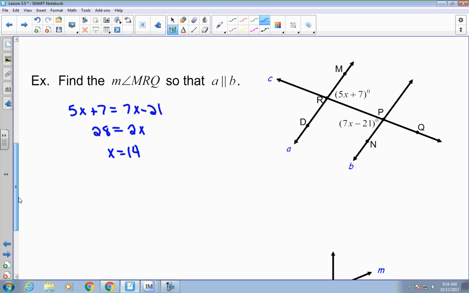Is that my answer? No, look at what they're asking for. Some of you guys messed this up on the test. It's not asking for x in this case. It's asking for the measure of the angle. So I have to go back and plug this in. And so MRQ is this angle right here. So that would be 5 times 14 plus 7. 5 times 14 is 70 plus 7. So it would have to be 77 degrees.